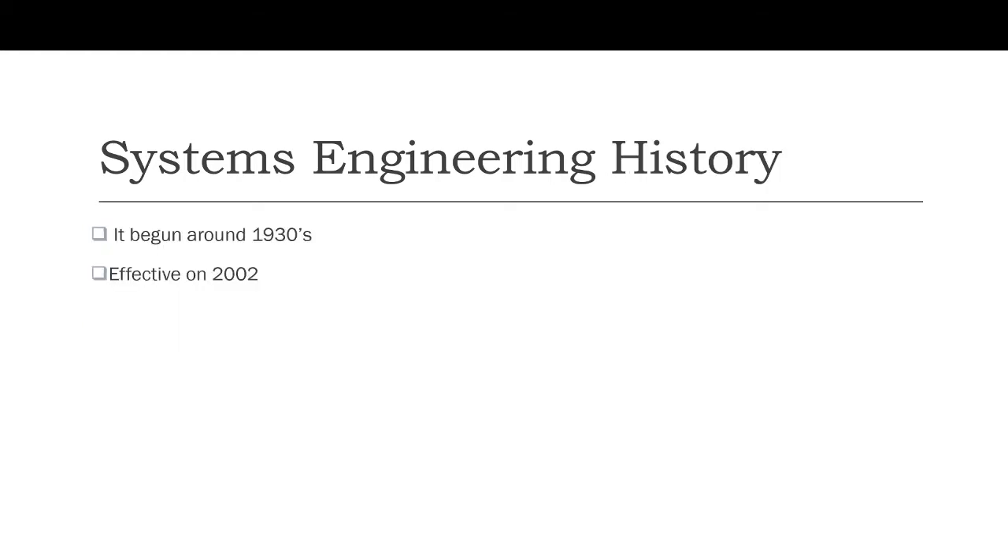So now we would like to know what the systems engineering origins are. It actually started in the 1930s but became effective in 2002. All these standards and approaches have been effective since 2002.